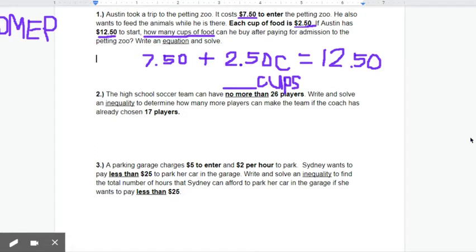So the key phrase in this question is no more than. I underline this because this is going to tell us what kind of inequality symbol we need. If we see the words no more than, it means we are going to use the less than or equal to symbol, which looks like that. Since the team can have no more than 26 players, we'll put our less than or equal to sign and then 26 on the right.